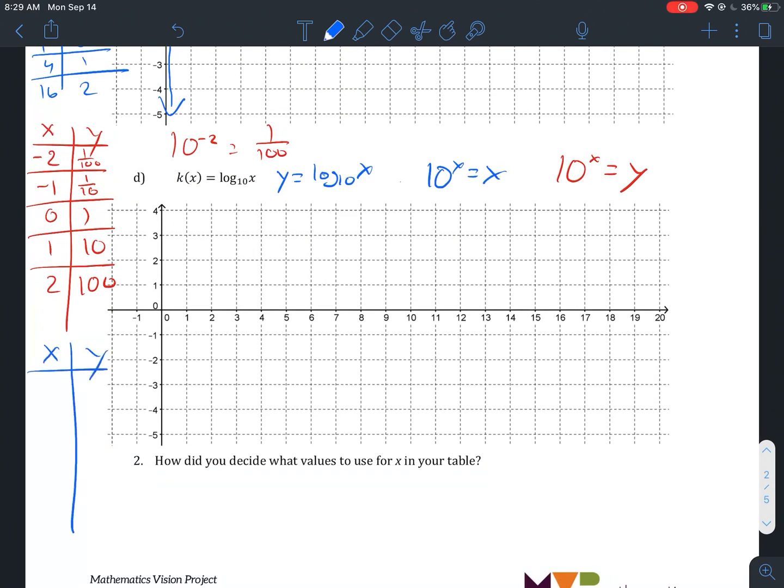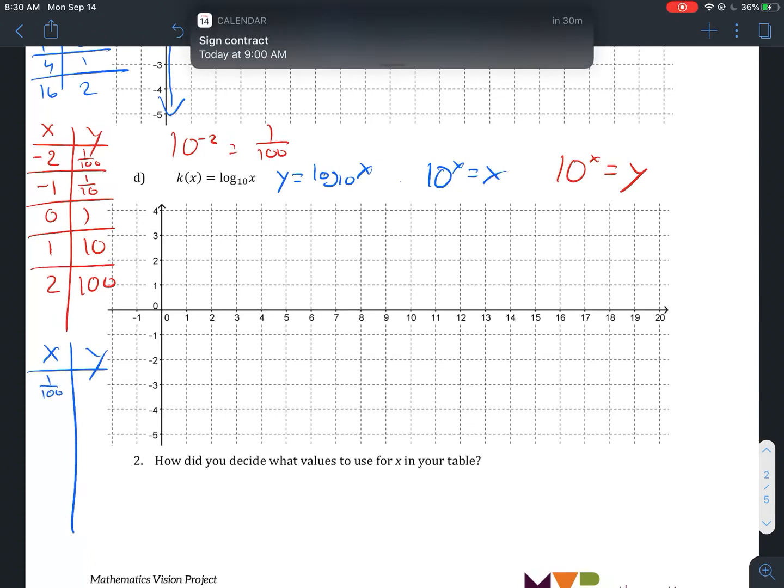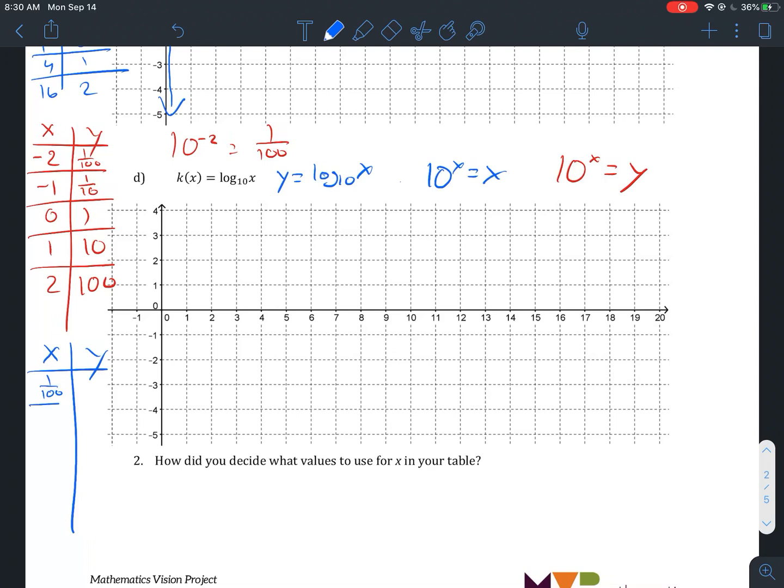So then we'll go ahead and make our chart here for our log function, right? You just swap the x and the y values. 1/100th, 1/10th, 1, 10, and 100. So we've got -2, -1, 0, 1, and 2.